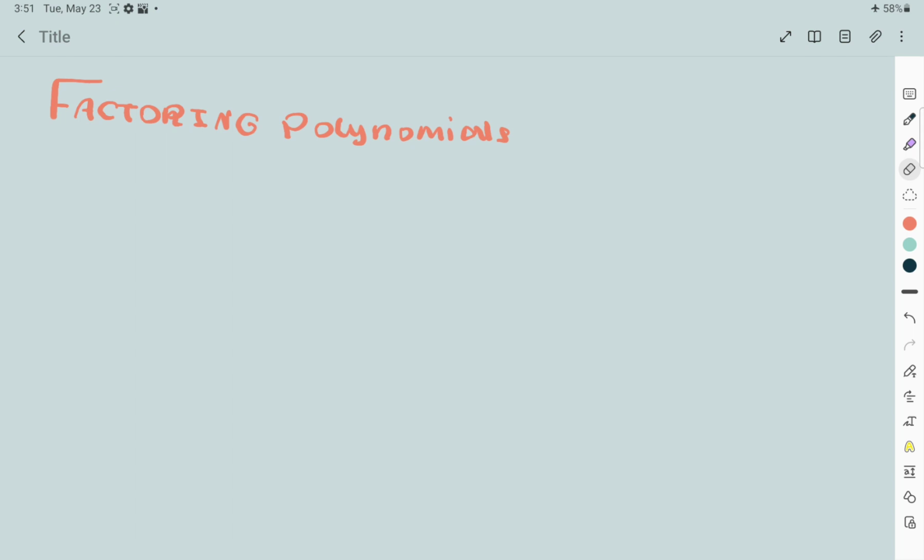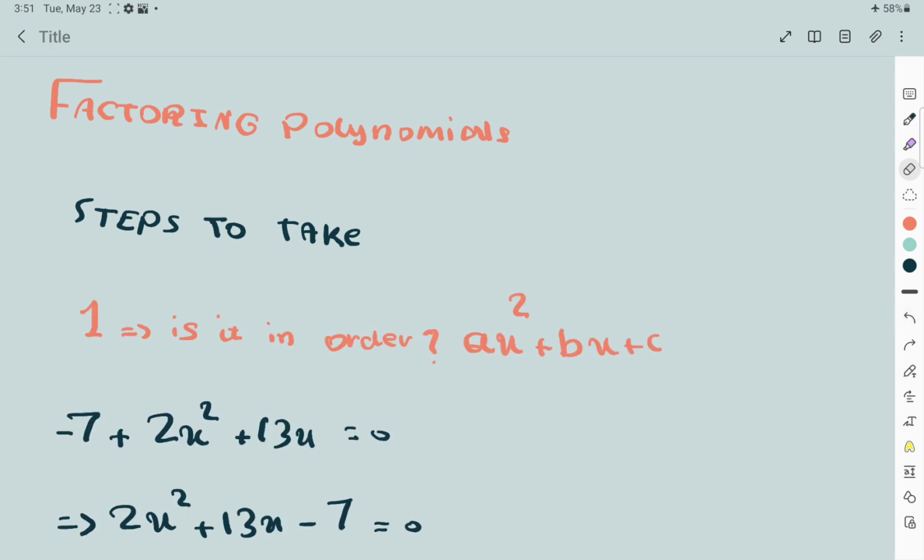Before factoring a 3 terms polynomial, there are a few steps that you need to first check on your polynomial. The first step to take is to check if your polynomial is in order. Means your first term must be ax squared, your second term must be bx, and your third term must be c.